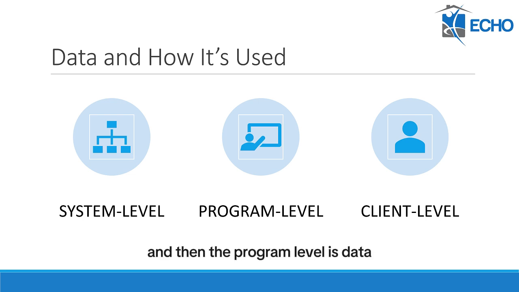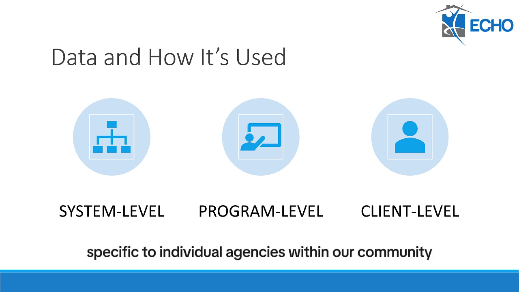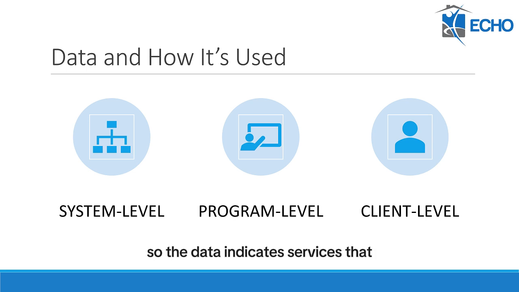And then the program level is data specific to individual agencies within our community. So this data indicates services that specific agencies are providing and tracks progress towards agency goals. And then lastly, client level data is data that's specific to clients served in our CoC. It is the historical information preserved over time for clients. And this data tracks progress towards clients' individual goals over time and also promotes continuation of care and interagency collaboration in meeting clients' needs.